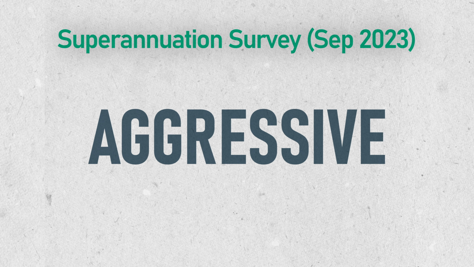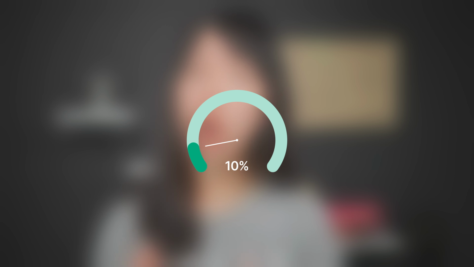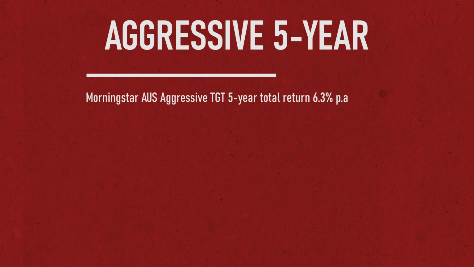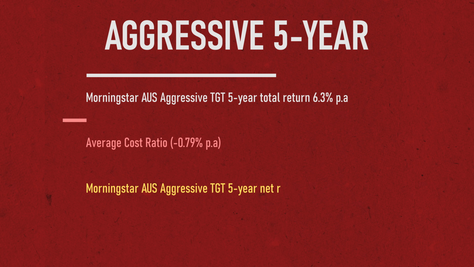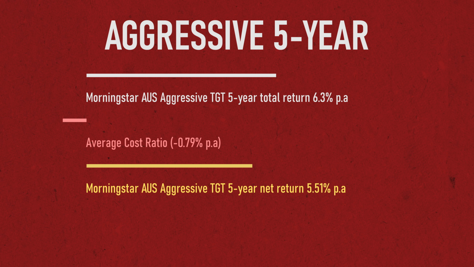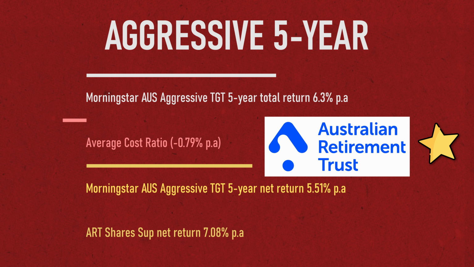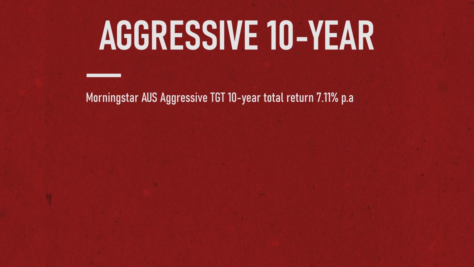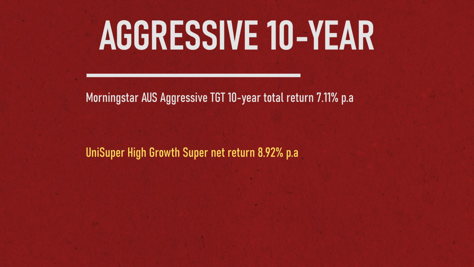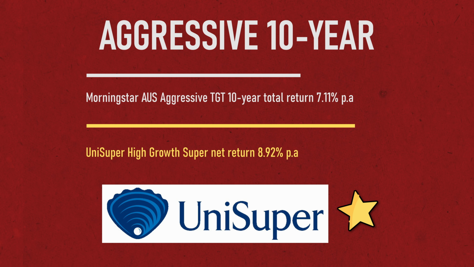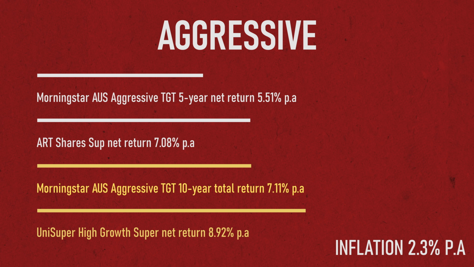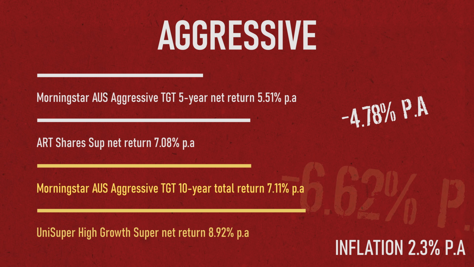Lastly, let's look at the aggressive option, which usually allocates 10% to defensive and 90% to growth assets, or sometimes all in growth assets. The benchmark of Morningstar 5-year total return is 6.3% per year with an average cost ratio of 0.79%, leaving a 5.51% annual return after fees. The winner is the ART Shares Sub option with net returns after fees of 7.08%. The benchmark of Morningstar 10-year net return after fees is 7.11%. The winner is MySuper High Growth Super option with 8.92% after fees per year. If we further deduct the inflation rate of 2.3%, the net returns after fees and inflation are 4.78% and 6.62%.